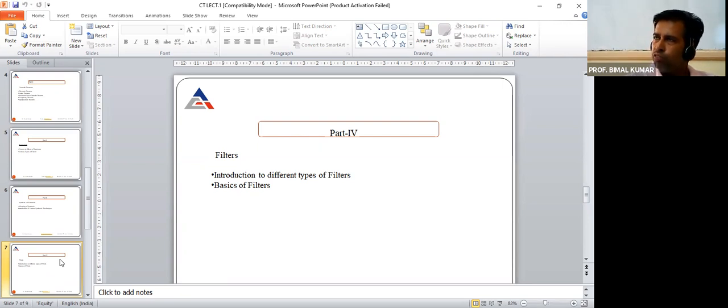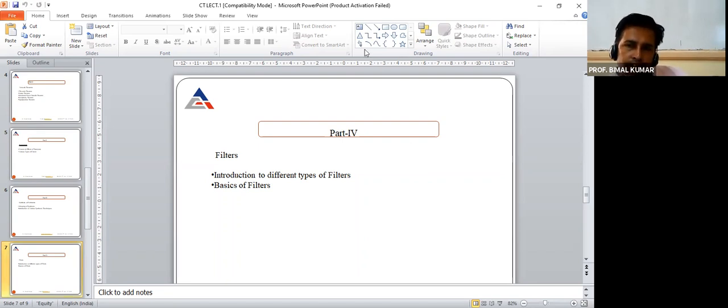Right? So for this particular case, we will have to design a different filter which will allow one particular band of frequency either to pass or to block. So that type of designing is there in case of your part 4, and that part is filter.